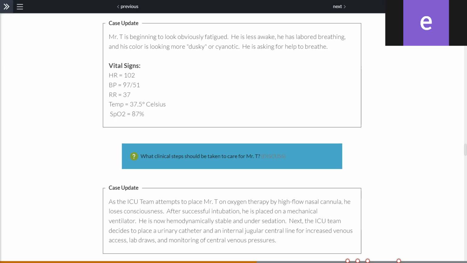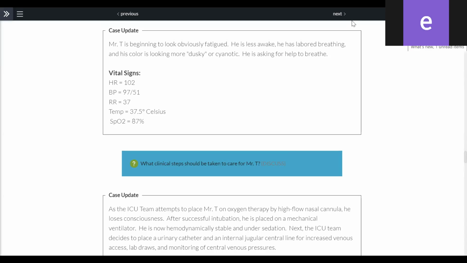Intubation. Thank you. Someone has said intubation, rightfully so, because now Mr. T is going into respiratory failure. So we need to take control of his respiration. So we need to intubate him and put him on mechanical ventilation.